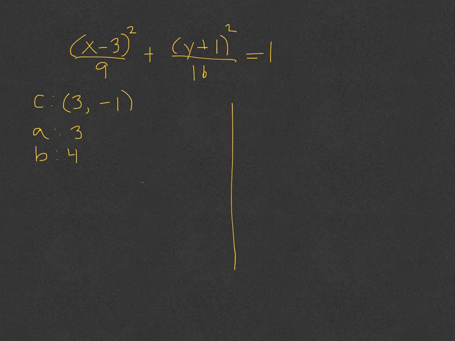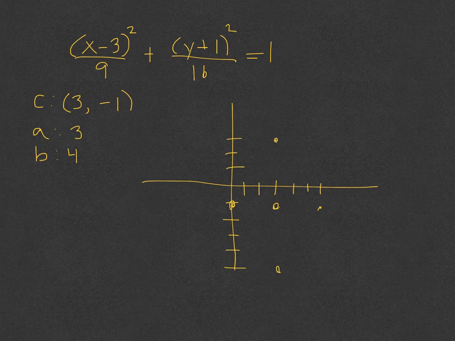So if we plot that out, there's our center, 3, -1. And then along the x direction, we will go 3 both ways. So we've got 1, 2, 3, 1, 2, 3. So 3 left, 3 right. And then along the y, we will go 4. So we've got 1, 2, 3, 4, 1, 2, 3, 4. So we just connect our points here. And we have our ellipse.